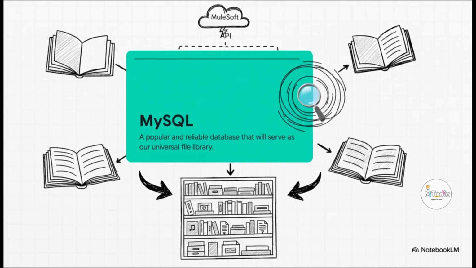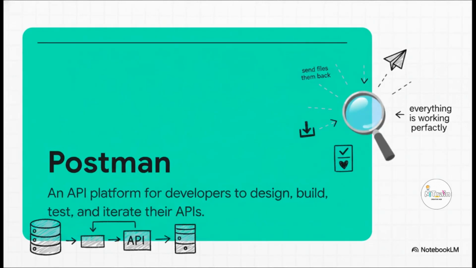Next, all those files need a home. For that, we're using MySQL. It's a super reliable and popular database that's going to act as our secure, universal library for every single file we throw at it. And finally, how do we know if our creation actually works? Well, that's where Postman comes in. It's a fantastic tool that lets us pretend to be a user. We can send files to our API, ask for them back, and make sure everything is running perfectly.